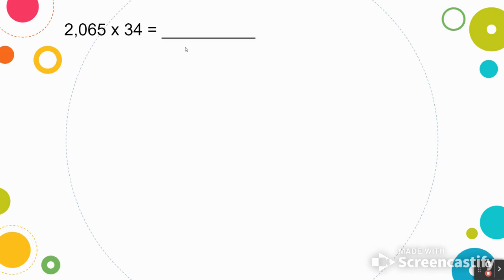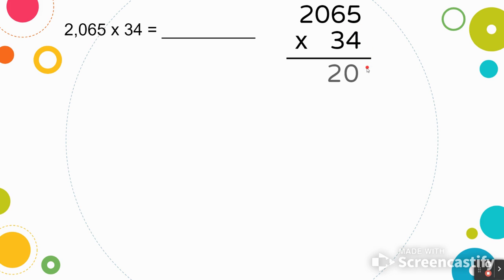Finally, let's multiply 2,065 times 34. We're going to line these numbers up vertically. We're going to start by multiplying 2,065 times the 4, since the 4 is in the ones place. We're going to multiply by the 5, which is also in the ones place. 4 times 5 is 20.